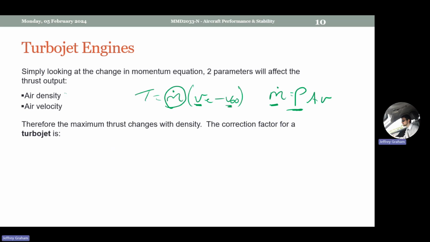Right, starting with the turbojet, it can be corrected. So just like the piston engine, it can be at sea level, it can have a density value, or its altitude, a density value at sea level, produces a thrust out.